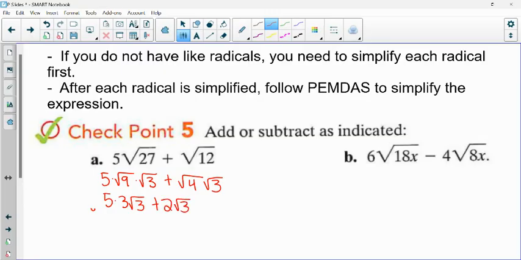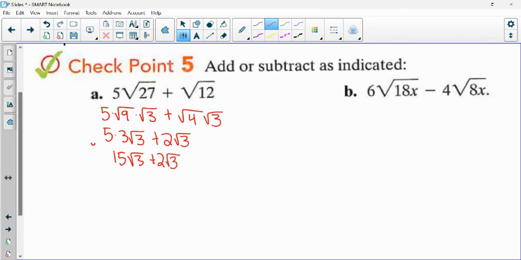Okay, so I took care of parentheses. I took care of exponents. I have to multiply and divide before I add or subtract. So I'm multiplying the 5 and the 3 next, which would give me 15 root 3 plus 2 root 3. And now I can go and do my addition. I have like radicals now of root 3, so I can actually add them, and I would end up with 17 root 3.